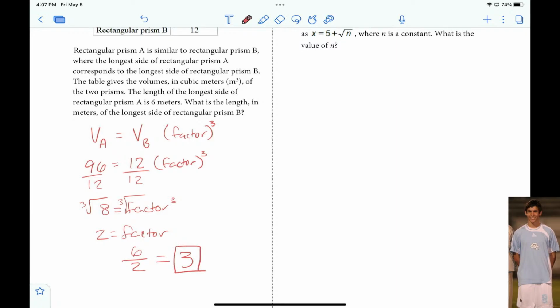Most of the time, though, they're going to give us the 3. They're going to give us that factor. And we just have to know that if it's volume, we're not just multiplying the volume by 3. It'd be by 3 cubed. It's that factor cubed. If it was area, it'd be that factor squared.